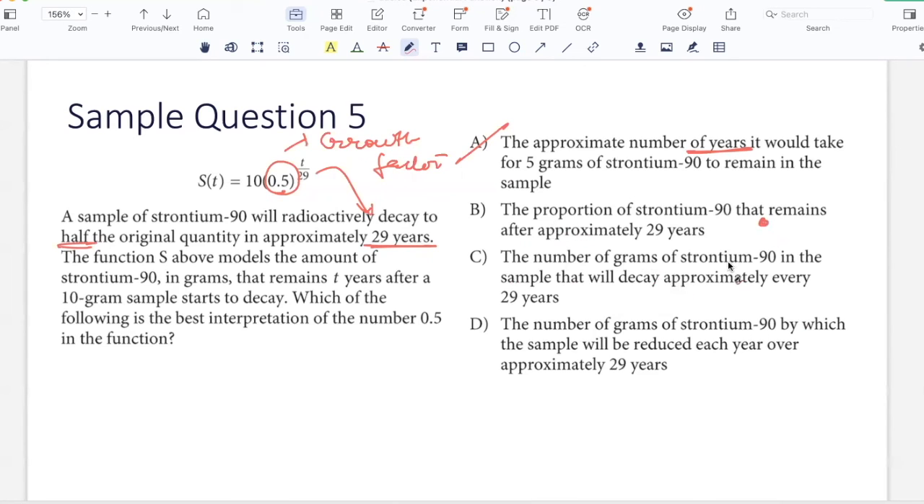The number of grams of strontium-90 in the sample that will decay approximately every 29 years. No, the number of grams is not fixed. It will depend on the starting value. So it's not C. The number of grams of strontium-90 by which the sample will be reduced each year over approximately 29 years. So this again is not correct because it's not the number of grams as we discussed, it's the factor by which strontium-90 would decay. So it's B.